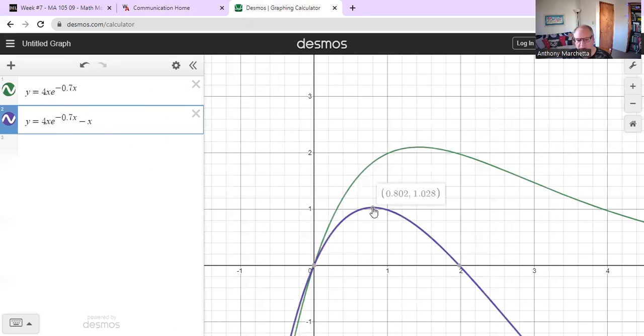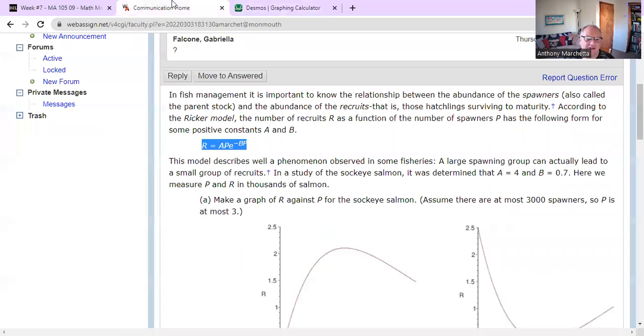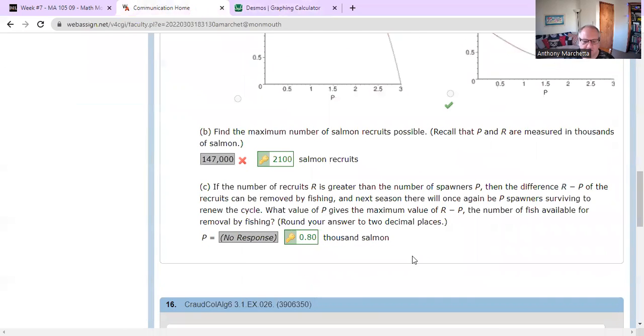And when you graph it, look at what you get. The X value is 0.802. That's why 0.80 thousand is the answer, which 0.80 thousand really means 800, right? Let's look at the answer there. What is the answer? Oh, the good news is you didn't have to change it. You could just leave it. It says 1,000 there, so you can leave the 0.80 as your answer.